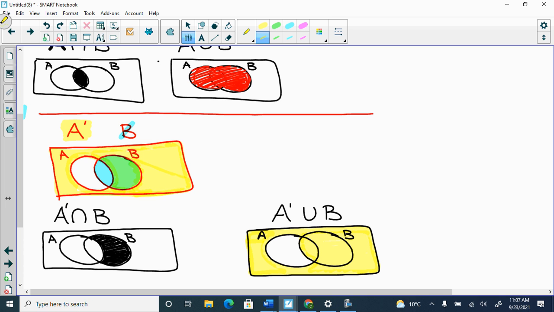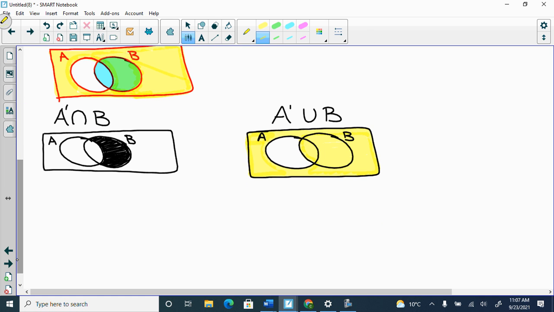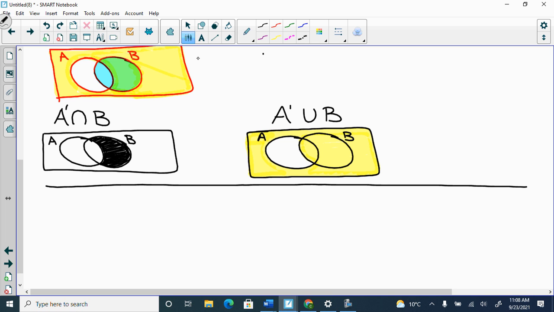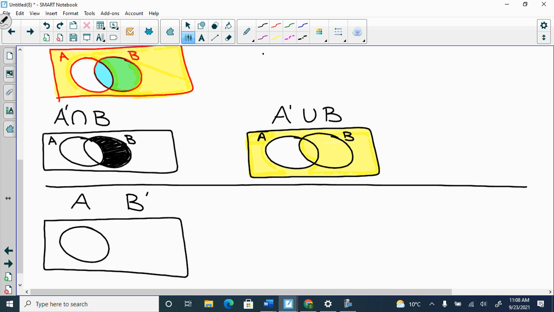Does that make sense? Is it starting to make sense? So you just use the letters at first and shade both of them separately. Then you go to and, it's where they're double shaded. The or, it's where any shading is. So you guys are going to try this one. A, B not. You try this one.